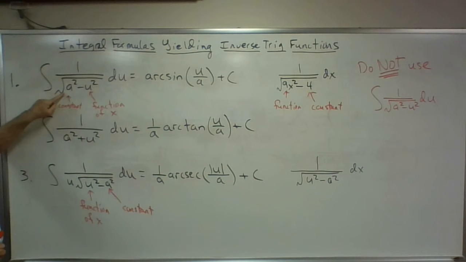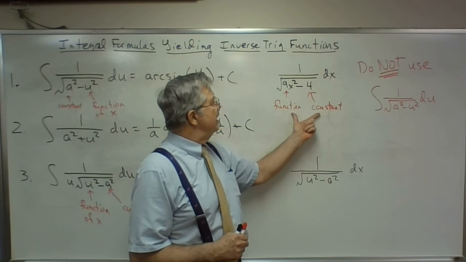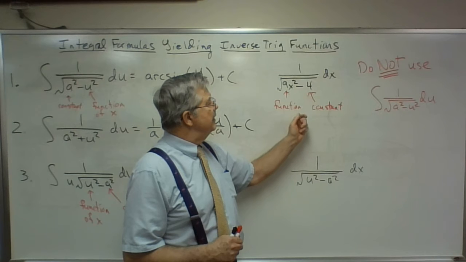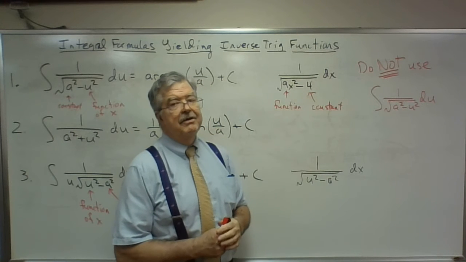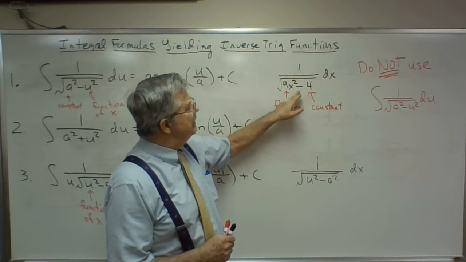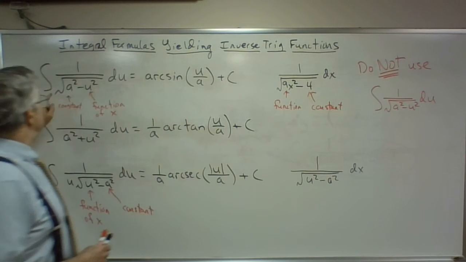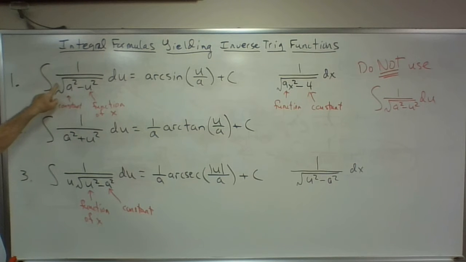Under the radical, very specifically, we have constant squared minus function of x squared, and that is not the same thing algebraically as function squared minus constant squared under the radical. So if we have something like this, we don't ever use this formula.